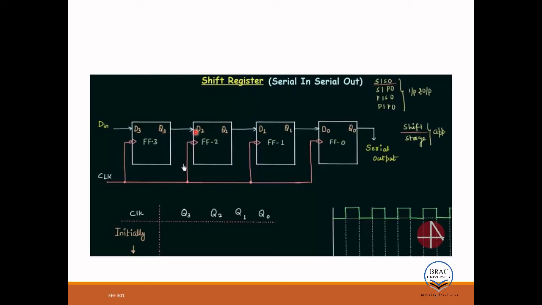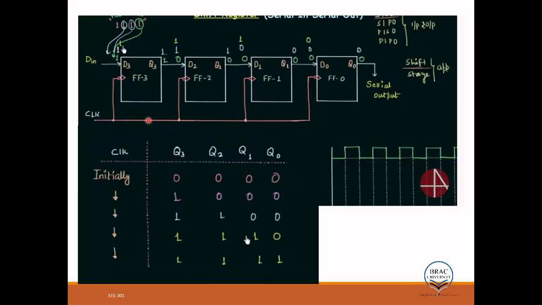If you keep going for the third one, here your input is 1, right? So the output will be 1, and the other will be 0. Same way this one will be 1. And if you keep going, here you'll get 1 again. Okay.